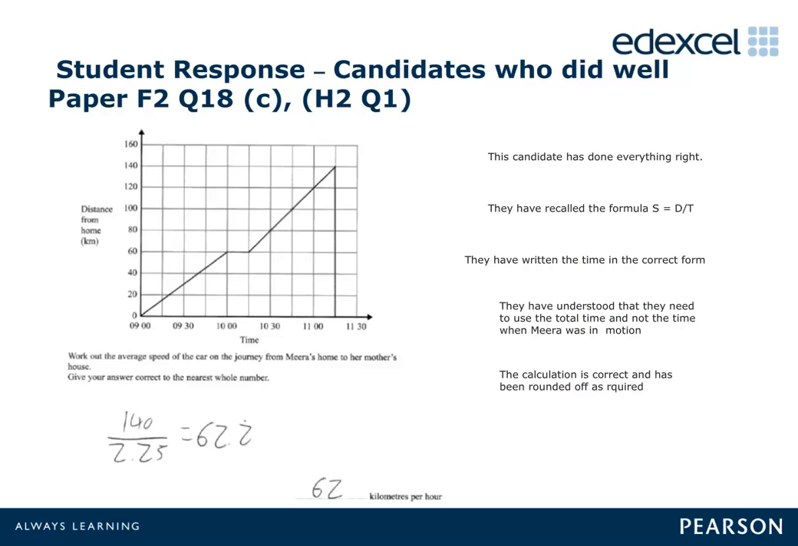This is a good response to a question which tests interpretation of a travel graph and knowledge and use of the relationship between speed, distance, and time. This candidate understands the concept of average speed and does not make the common error of writing 2 hours 15 minutes as 2.15.